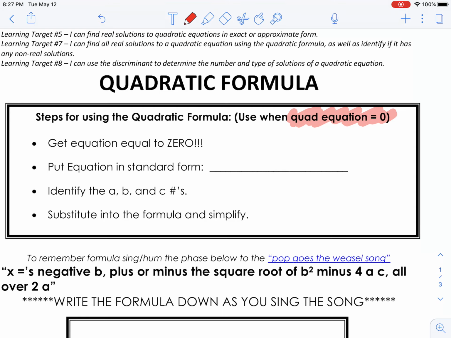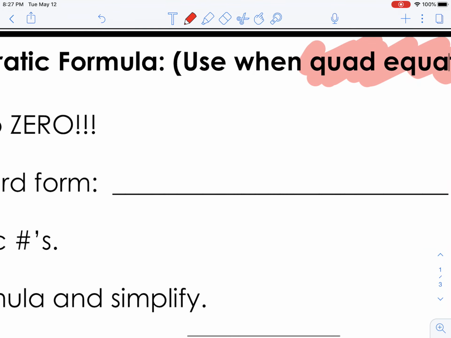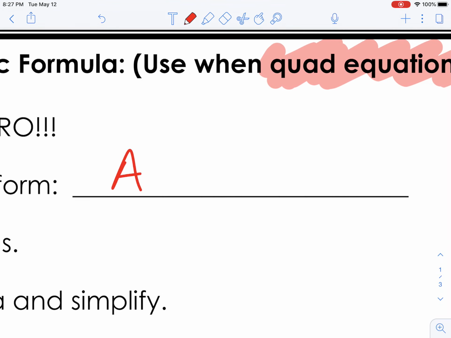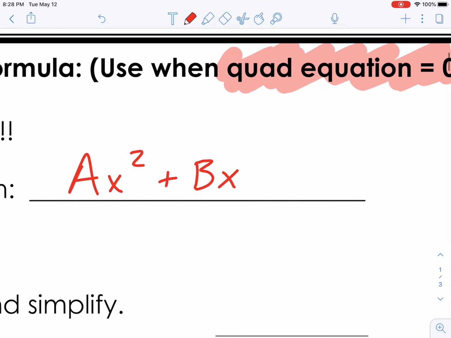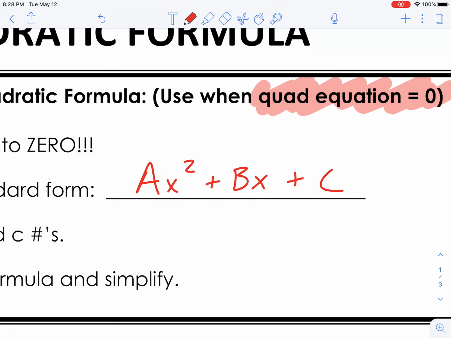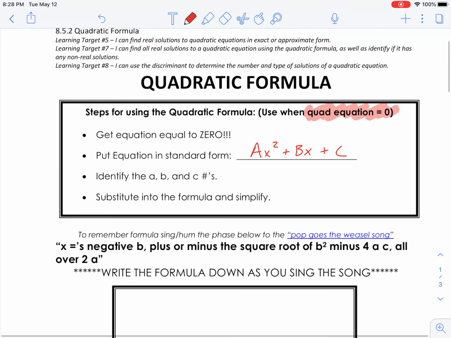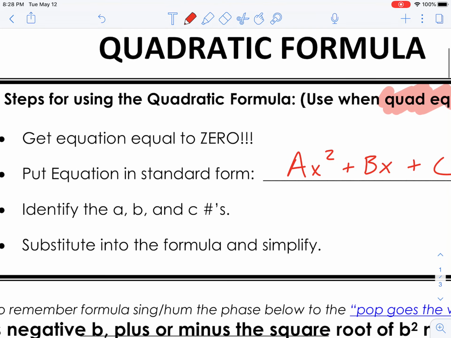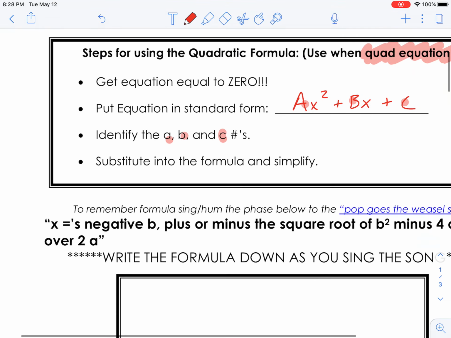Then you want to put it in standard form. So that means with the quadratic, remember the biggest exponent is always 2, so you want that to be first. Then whatever number or coefficient goes with x to be second, and then your constant to be last. So it looks like ax squared plus bx plus c. Then you want to identify the a, b, and c's, which in this case are the coefficients. So what are the a, b, and c? And lastly, you want to substitute into the formula and simplify.